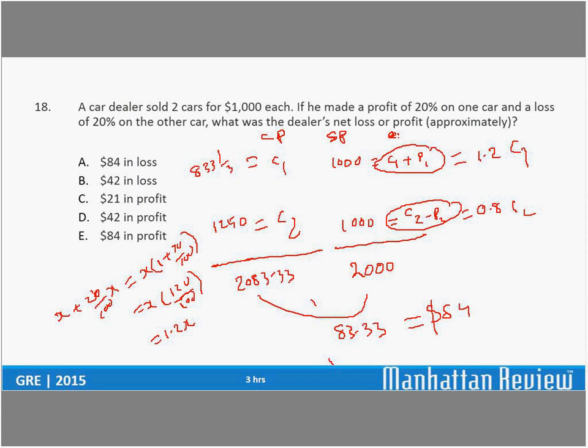But this is a common variety of question that you usually see on the test. These are the types of questions, very common, because there is profit on one item and loss on one item. So finally, is it profit or loss?